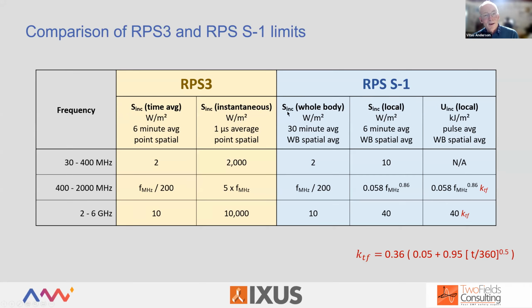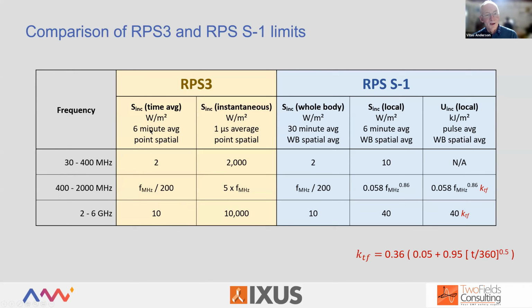So let's compare those a little bit more closely. Let's, for instance, compare the time average limit in RPS 3 with the whole body average limit in RPS S-1. If you have a look at the limit values, you'll see that they're identical for the frequency ranges of interest for telecommunications.